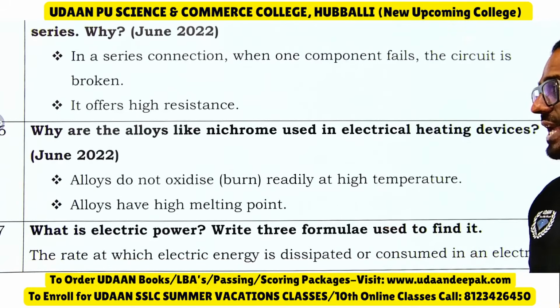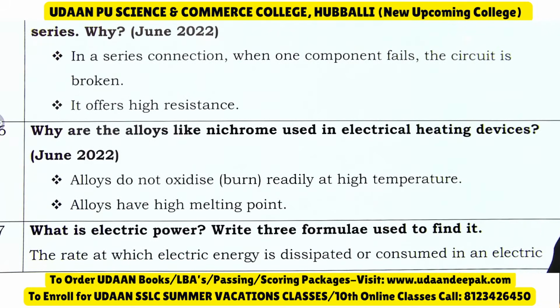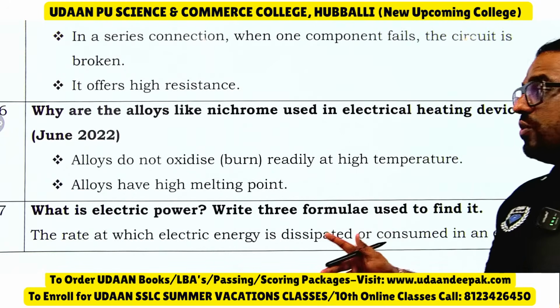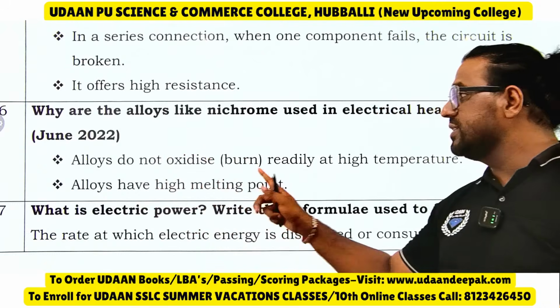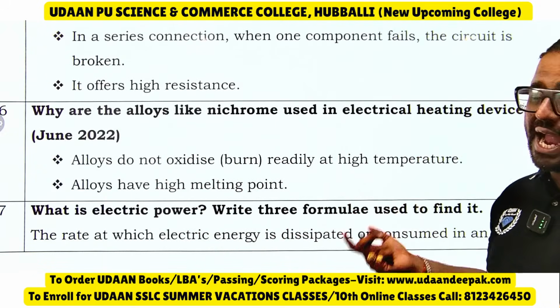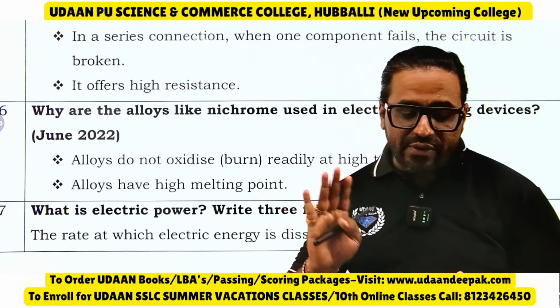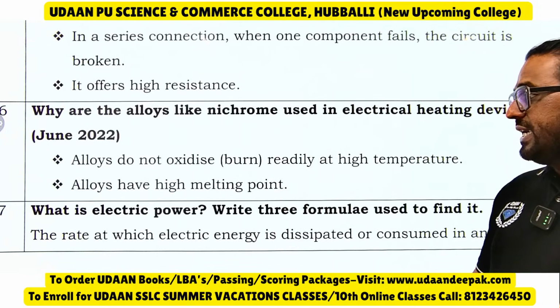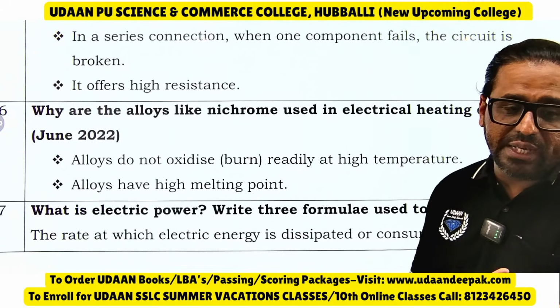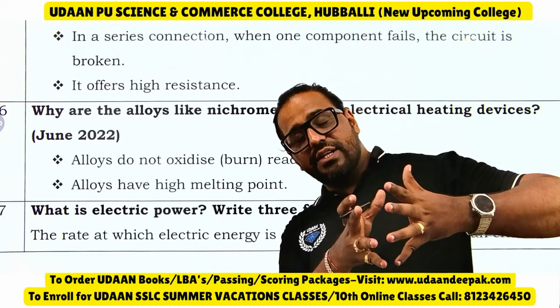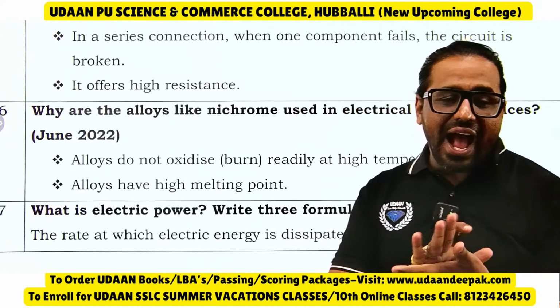It offers high resistance. Why are alloys like nichrome used in electrical heating devices? You know that nichrome, the alloy, does not burn readily at high temperature. Nichrome is an alloy of high melting point, so it does not melt quickly.